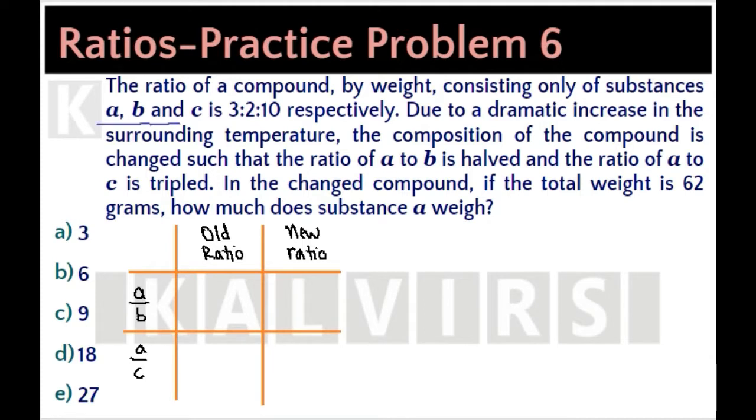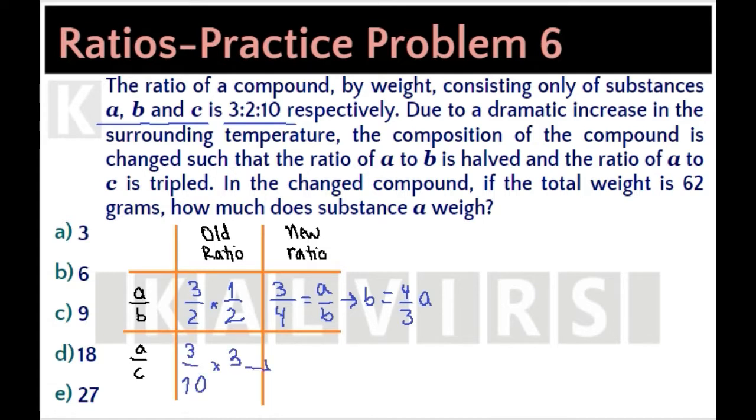The ratio of A to B to C is 3 to 2 to 10. Now, if the ratio of A to B is halved, then the new ratio becomes 3/4, which means that B in terms of A equals. And if the ratio of A to C is tripled, then the new ratio becomes 9/10, which means that C in terms of A equals.